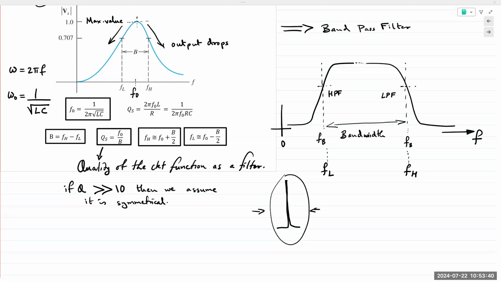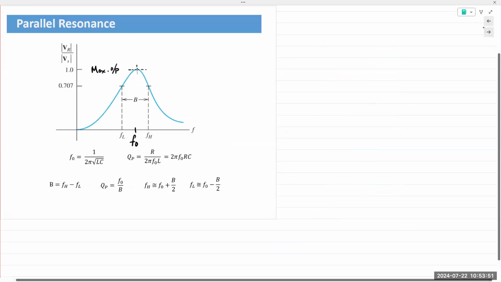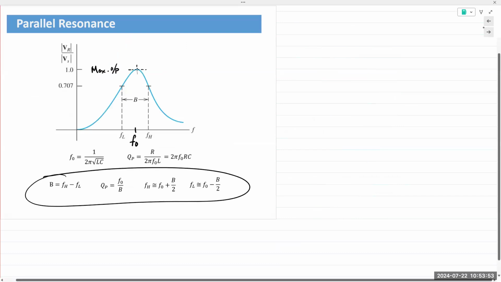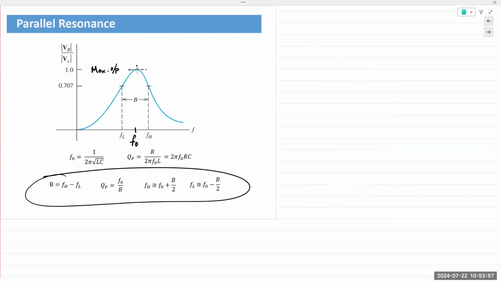The subscript S notes that it is a series resonance circuit. Hence, it is QS. When we get to the parallel circuit, the definitions are exactly the same, but the subscript is QP.